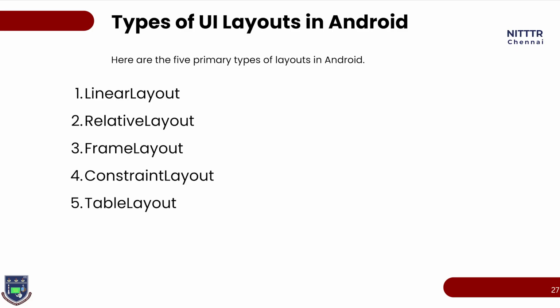So next we will see the various types of user interface layouts in Android. Here we have five primary types of layouts in Android. The first one is linear layout, second relative layout, and next frame layout. Then we have a constraint layout. Finally, we have a table layout. Then let's see them one by one.